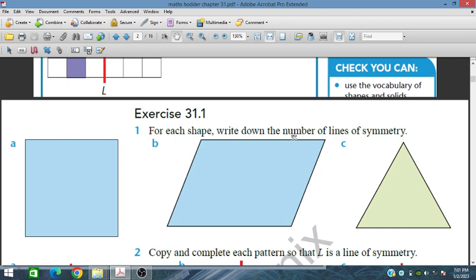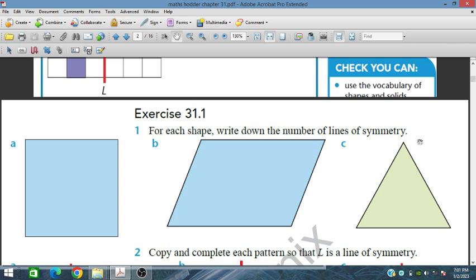Exercise 3.1. For each shape, write down the number of lines of symmetry. Here this is a line of symmetry. Similarly, this has zero lines of symmetry. If we have this line, when we fold it, it will be here or it will be here. So this is zero line symmetry. We cannot develop a symmetry, neither on the x-axis nor on the y-axis. So this is not symmetry.